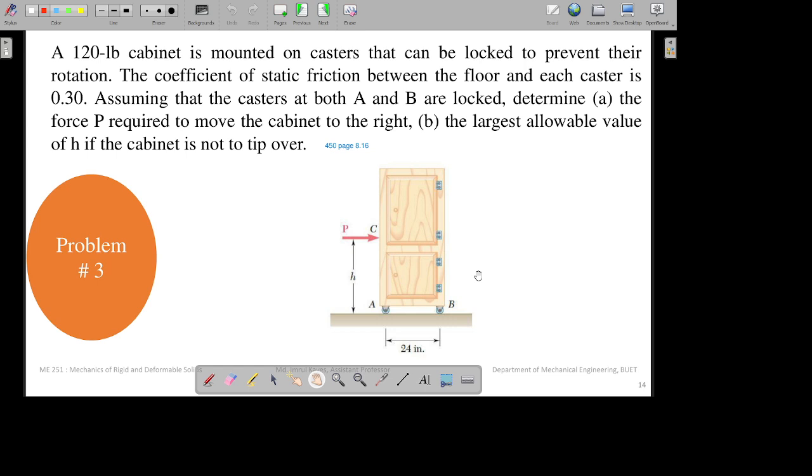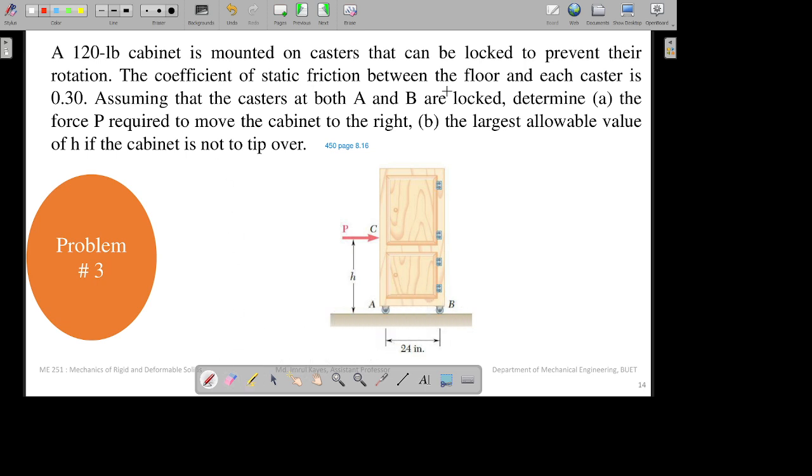Okay, now we have another problem, number 3. A 120-pound cabinet is mounted on casters that can be locked to prevent their rotation. That means these casters over here will be locked. Why locked? So that you cannot rotate it like this. That's why it is locked. Because if you apply some forces, it will try to rotate, some rotation will occur. So we are ignoring that stuff over here.